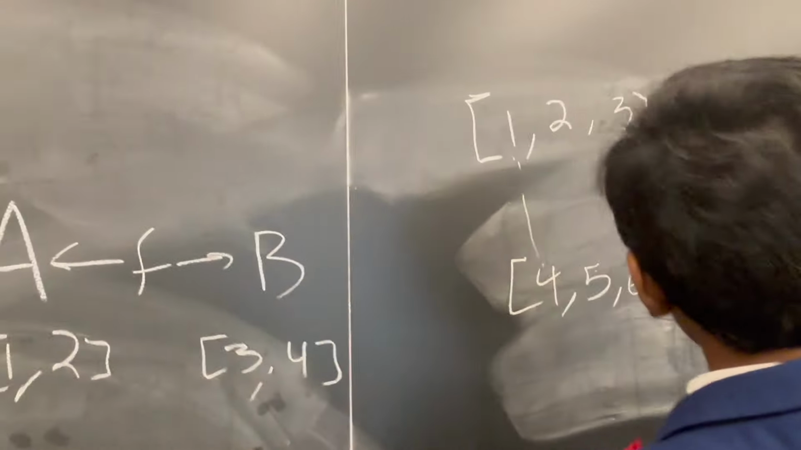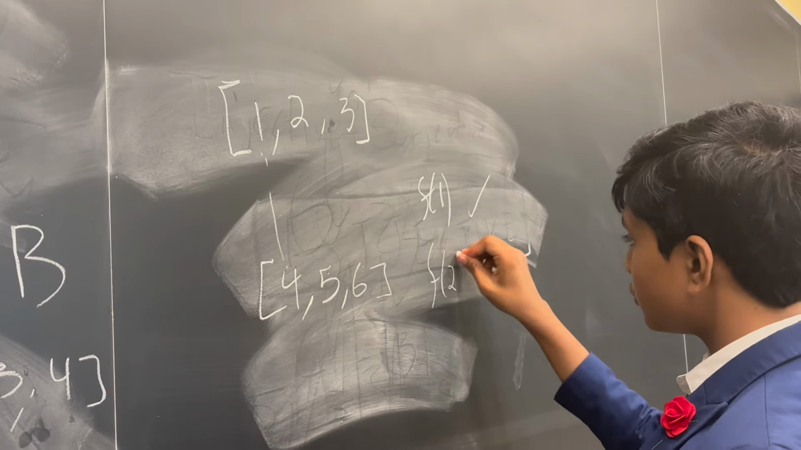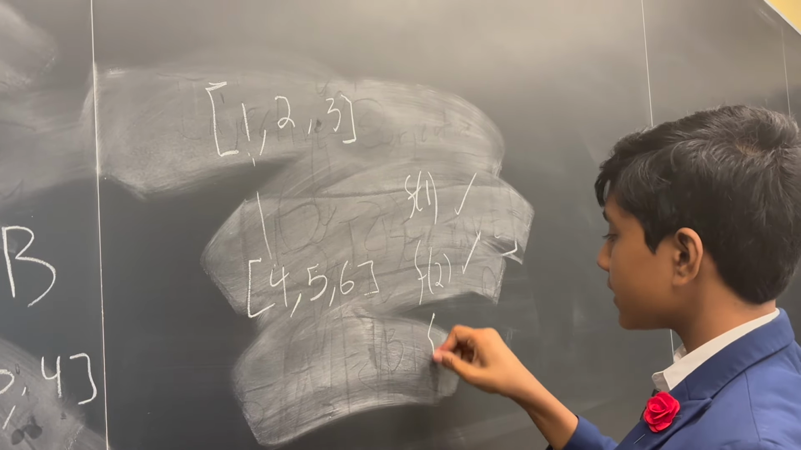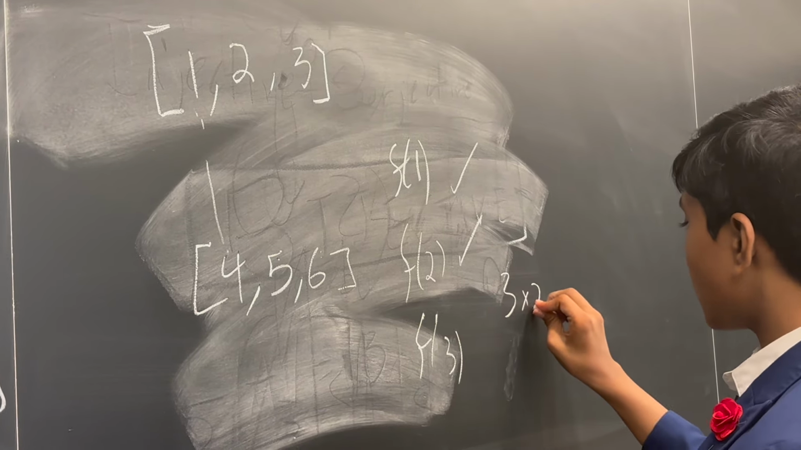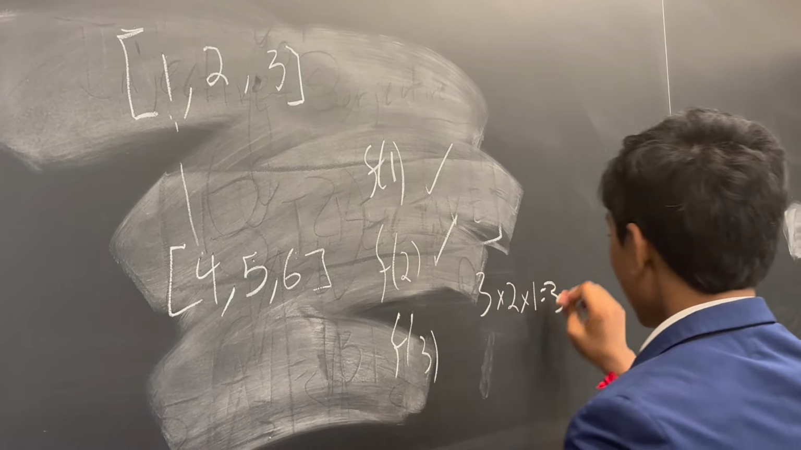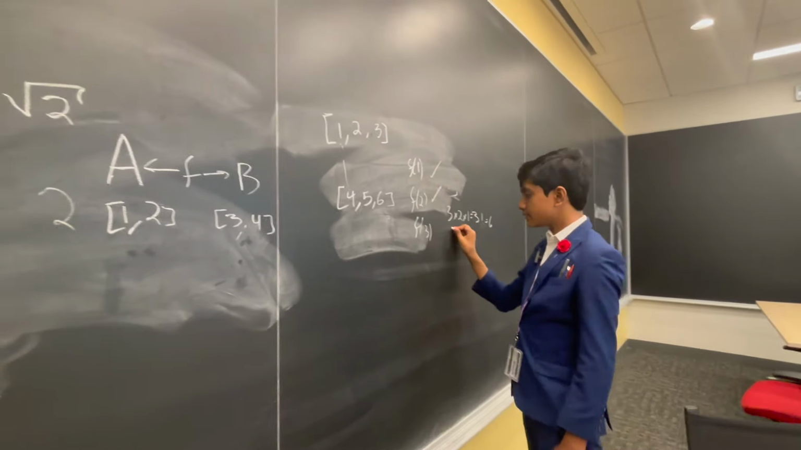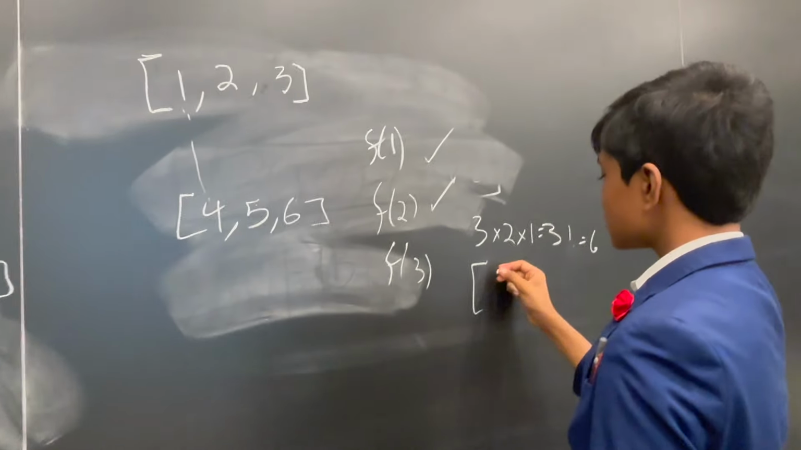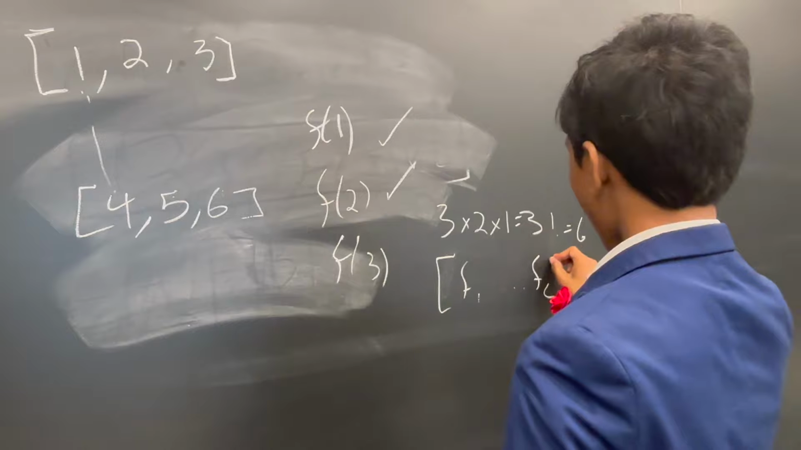three different values we could pick for f of 1. Once we pick the value for that, there are two different values we can pick for f of 2. Once we pick the value for that, there's only one choice left for f of 3. So that means it's 3 times 2 times 1, or 3 factorial, which is equal to 6 different ways. And these 6 different functions all form part of a group.